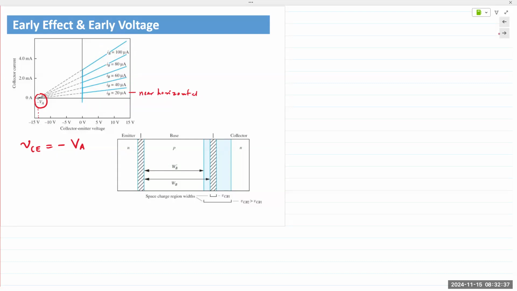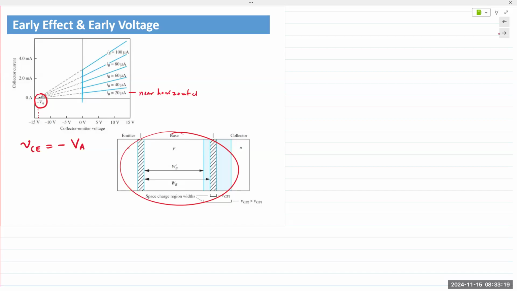So this is a result of the change in the width of the base region. So this early effect occurs because of the change in the width of the base region. Now, why does this happen? Well, we have a reverse bias junction. And when you have a reverse bias junction, what happens? The depletion region expands. And since the depletion region expands, the other region would shrink.